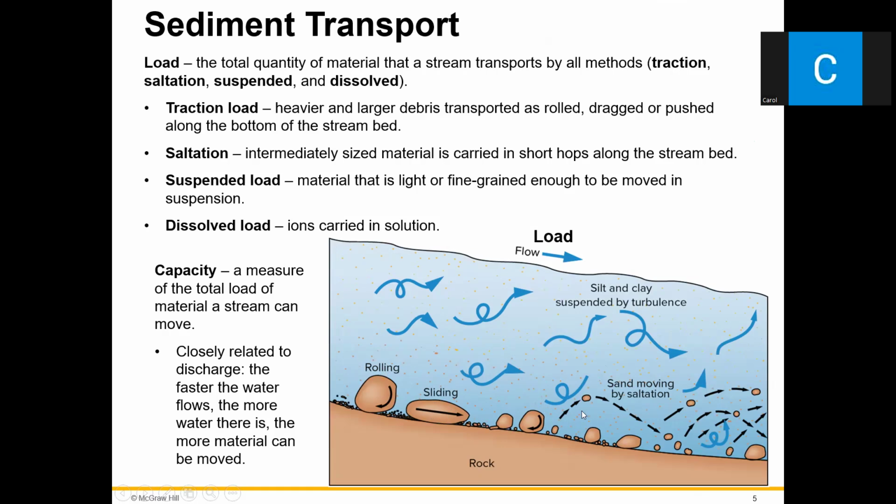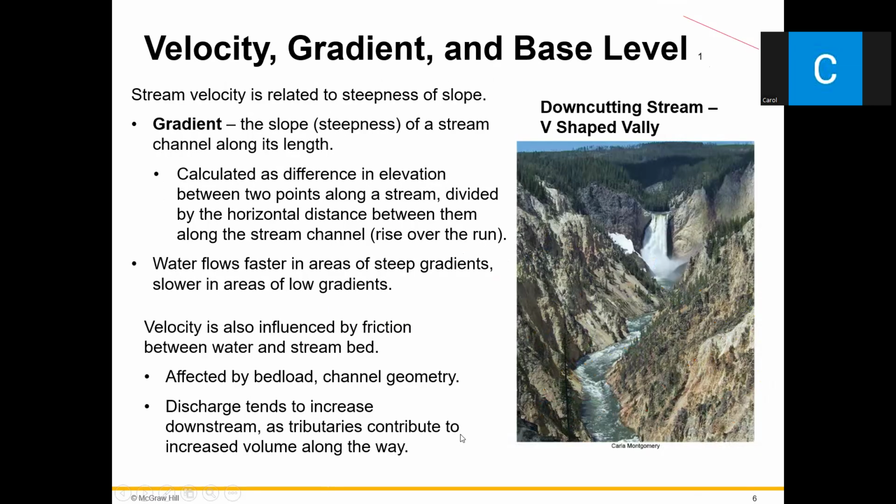If it's a slow moving stream, it doesn't have the velocity to push these larger pieces, so you're only going to have the silt and clay being transported. Then increase it a little bit more, sand is going to begin to be transported, and then really fast you'll get the boulders and the gravels. And velocity is really determined by the gradient.